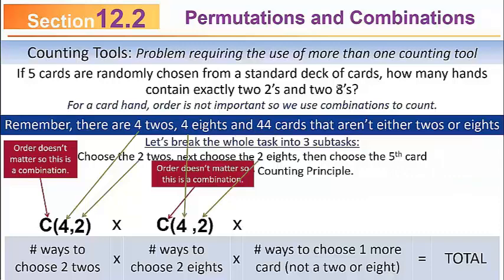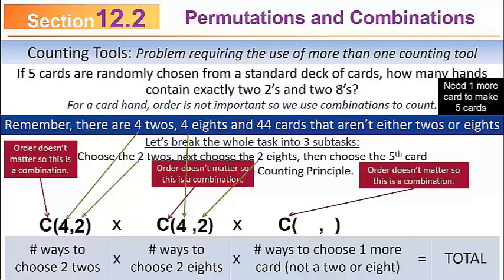Now the last one, think about it. You want it to not be an 8, not be a 2. Well, there are 4 twos and there are 4 eights. So for that fifth card, order still doesn't matter, but there are only 44 of them because 52 minus 4, take away the 4 twos and the 4 eights, leaves only 44 cards. So that last card has to come from the 44 cards that aren't twos or eights.